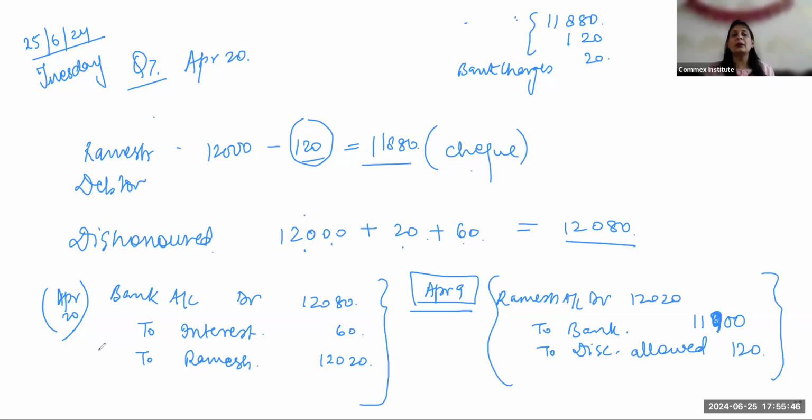Now with reference to the April 20th entry, this is the entry which you have to pass, bacho. Okay, Ashmit, Aditya, the late joinees, we are doing this question number 7, April 9 transaction. Please take it down in April 20 transaction. These both transactions are important. A bit complicated, but you have to understand.